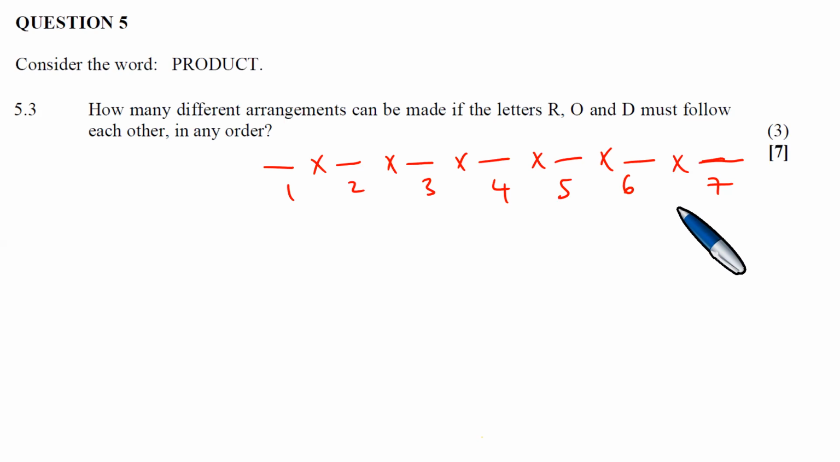How many different arrangements can be made if the letters R, O, and D must follow each other in any order? So we can have a couple of cases where they follow each other. In what ways can we arrange these letters such that they follow each other? First, we need to organize these letters so that they follow each other.